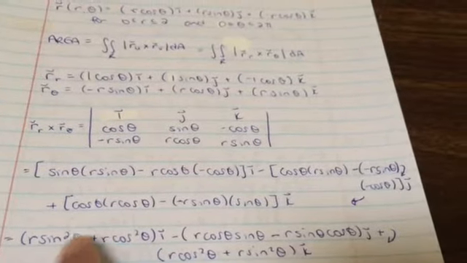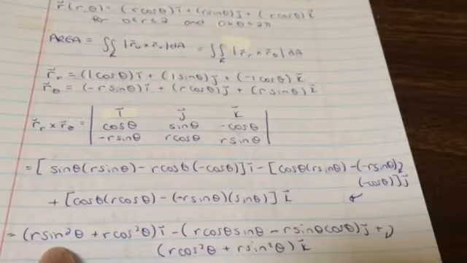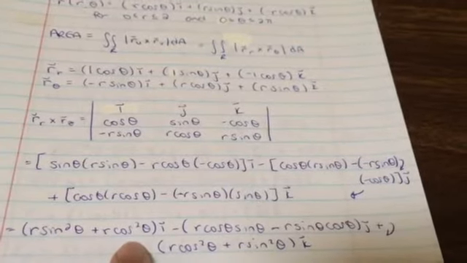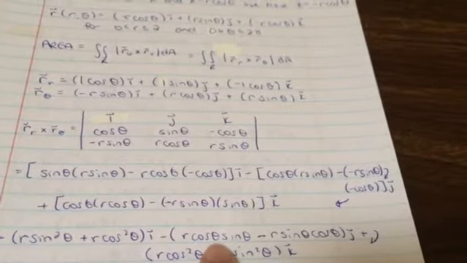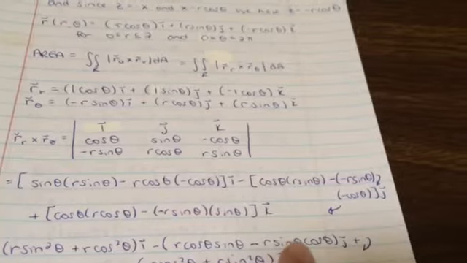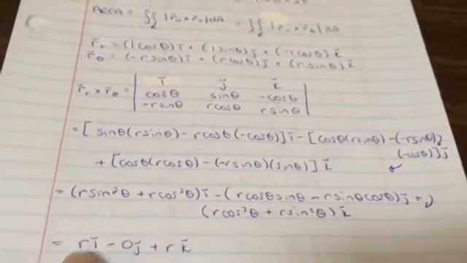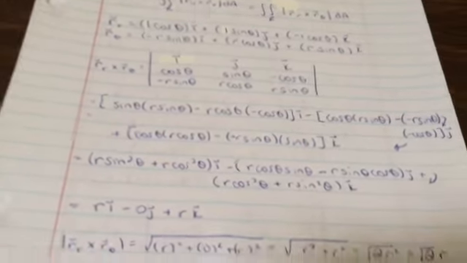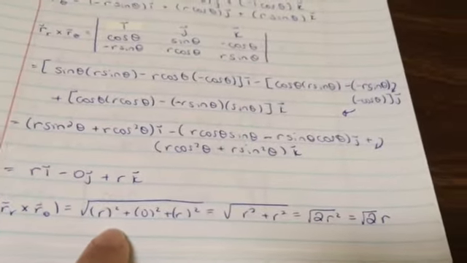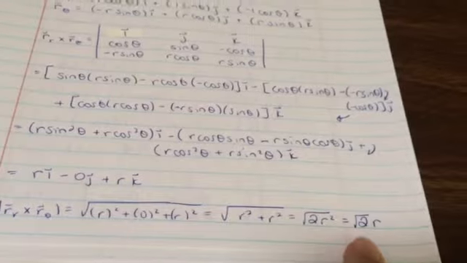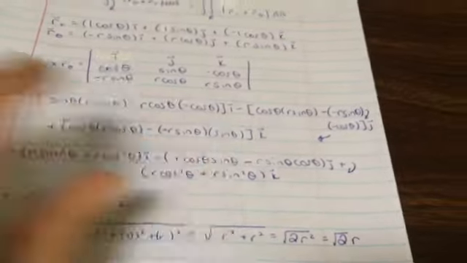And then because of the sine squared and cosine squared, here you can factor out the r. Sine squared plus cosine squared is 1. Here, these are the same thing, but one's positive and one's negative, so they're just 0. Here again, factor out the r, and cosine squared plus sine squared is 1. So it simplifies down to this. And then we want the magnitude. So we do the magnitude, and that becomes this. So this is actually the function that we're going to integrate.